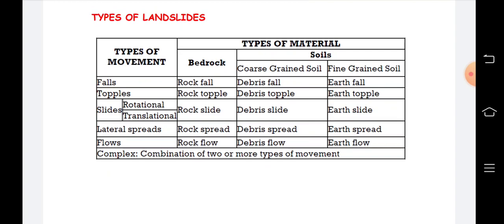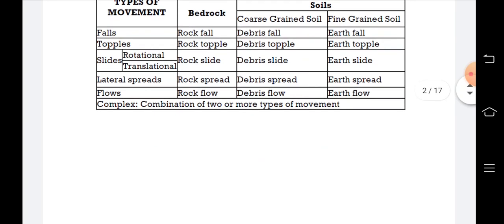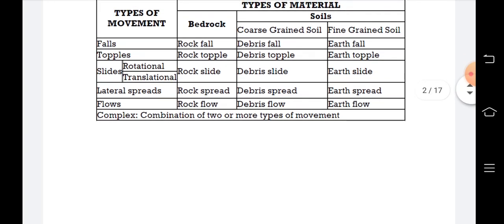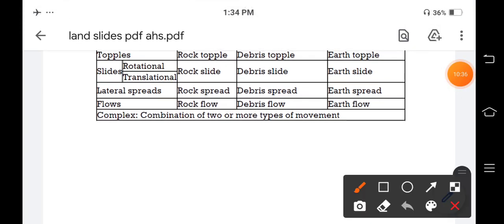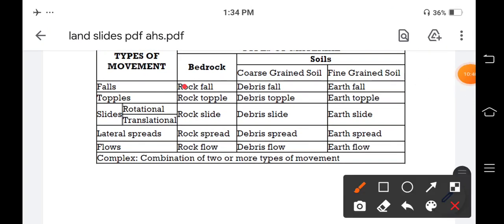So in the rock, that is a rock spread, and in the soil, that is debris spread, and for fine grained soil, that is the earth spread. Last is flow. In the bedrock, it is called rock flow, and in the soil, for the coarse grained soil, it is called a debris flow, and fine grained soil is an earth flow. So you just remember this first name, that is falls. So in the case of the rock, it is called a rock fall.